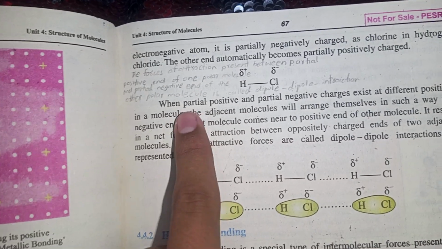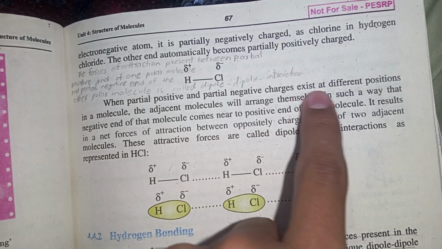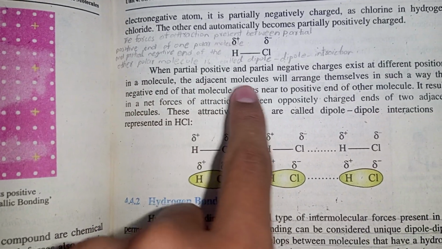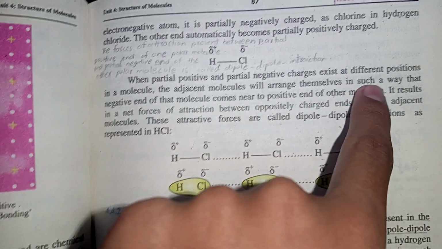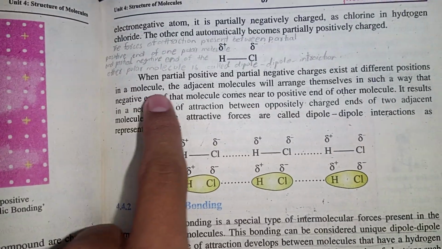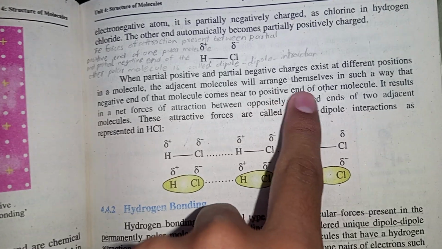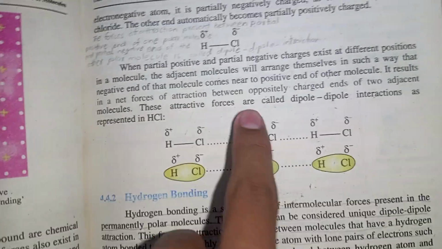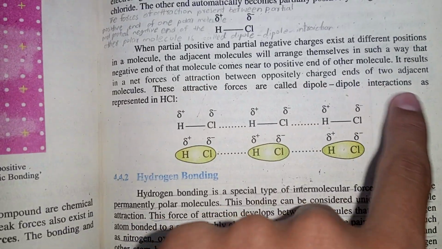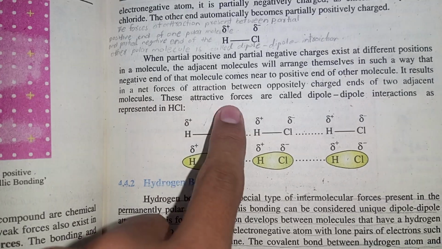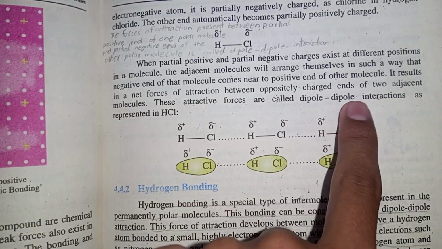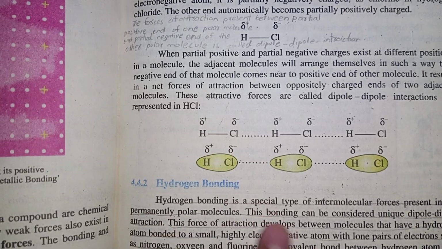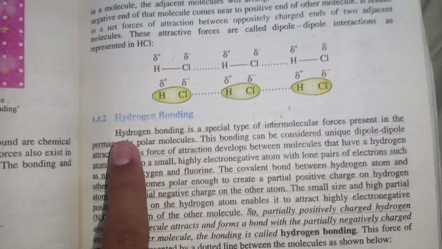Here is the explanation. When partial positive and partial negative charges exist at different positions in a molecule, the adjacent molecules will arrange themselves in such a way that the negative end of one molecule comes near to the positive end of the other molecule. It results in a net force of attraction between oppositely charged ends of two adjacent molecules. These attractive forces are dipole-dipole interactions, as represented in hydrochloric acid. Here is the figure of hydrochloric acid.